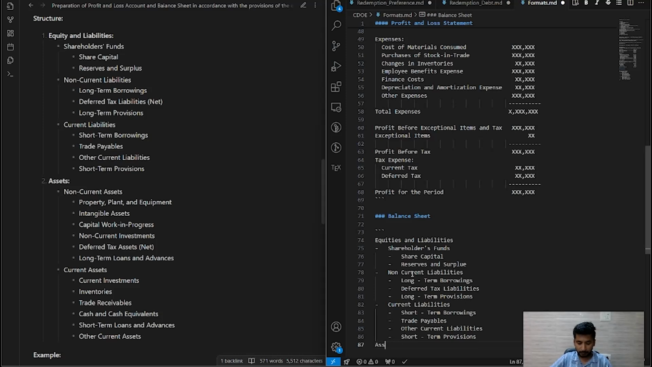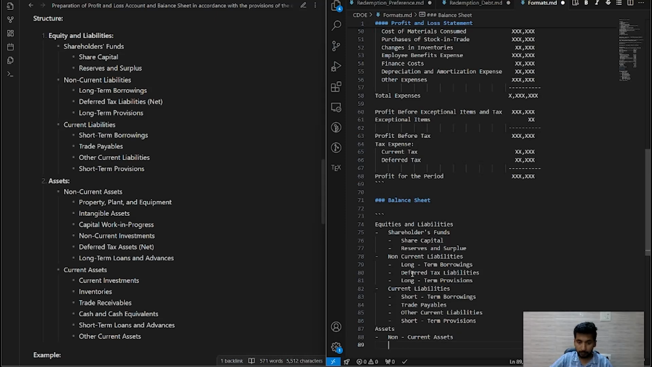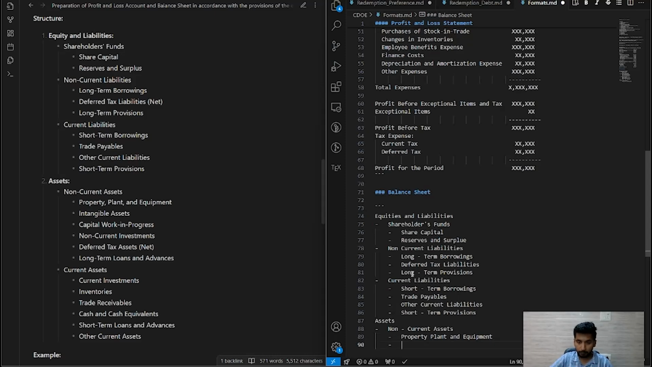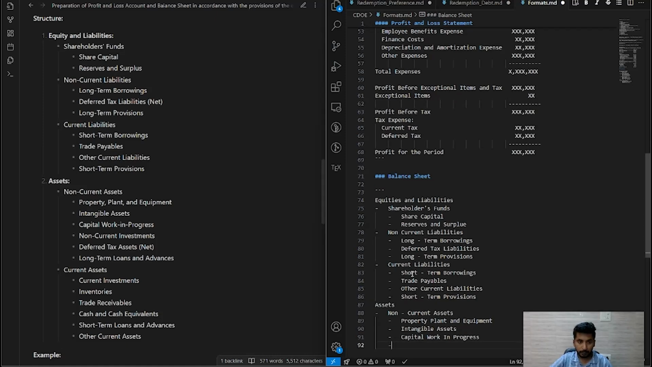Now the assets. For the assets, first thing is the non-current asset, in which it includes the property, plant and equipment, PPE. After that comes the intangible assets. After that comes the capital WIP, capital work in progress. After that comes the non-current investments.